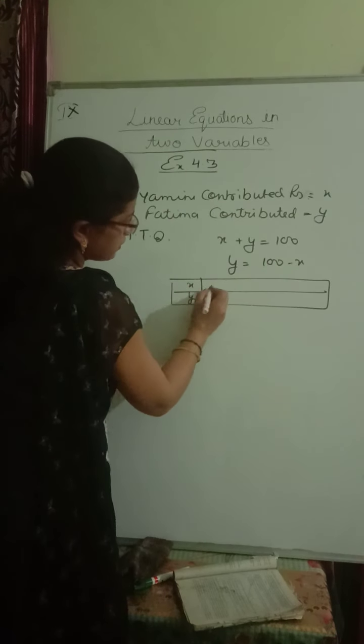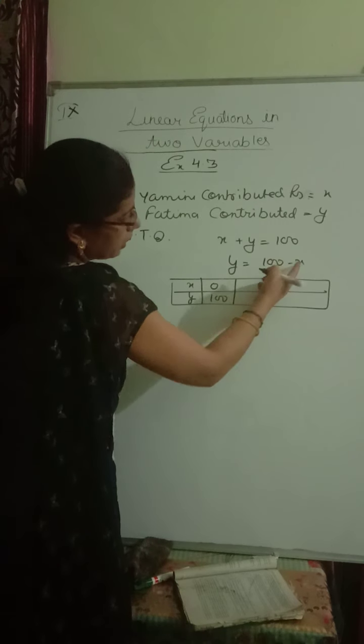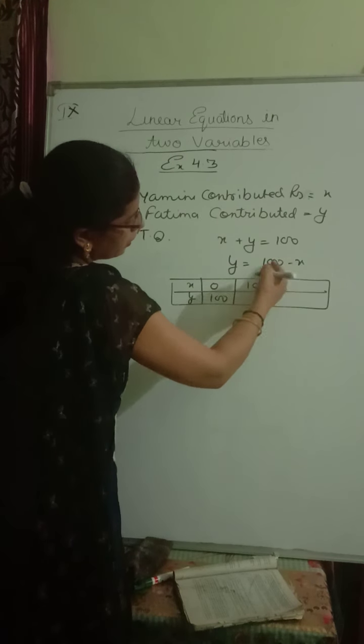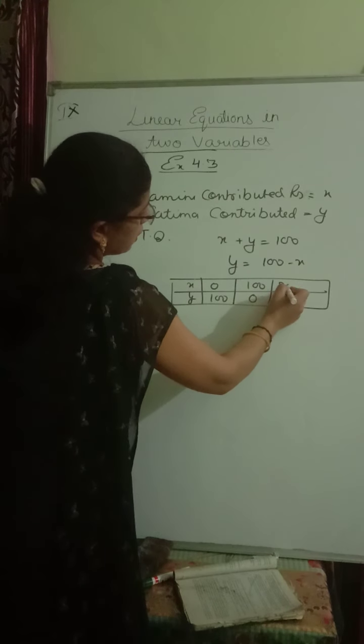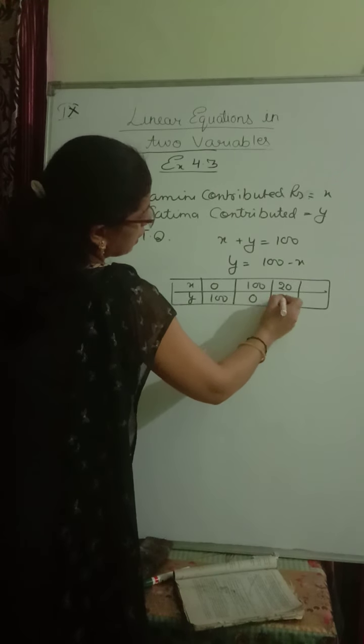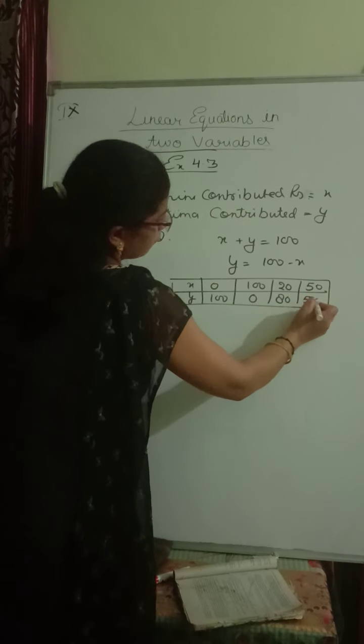Put the value of x equals 0. So 100 minus 0, 100. Same way, put x equals 100. So 100 minus 100, 0. Same way, put x equals 20. So 100 minus 20, 80. Put x equals 50. 100 minus 50, 50. Okay.